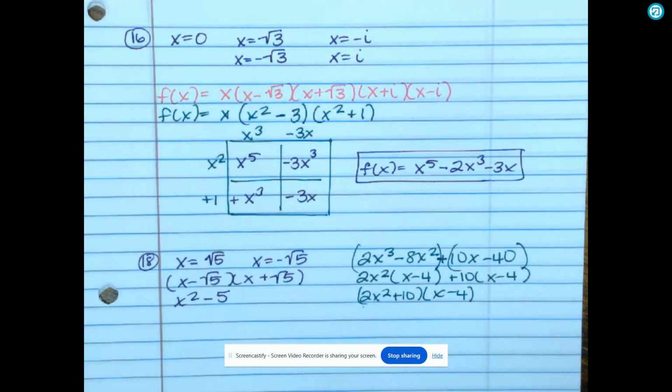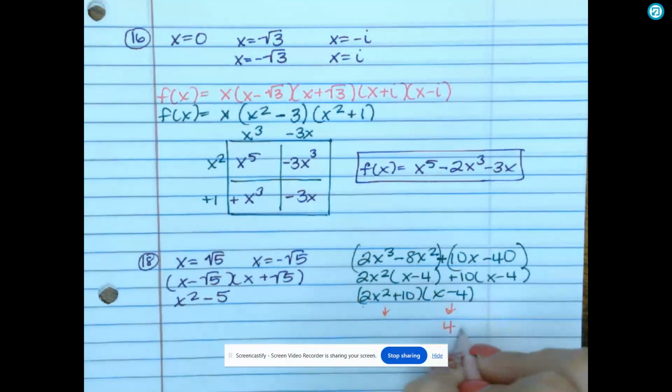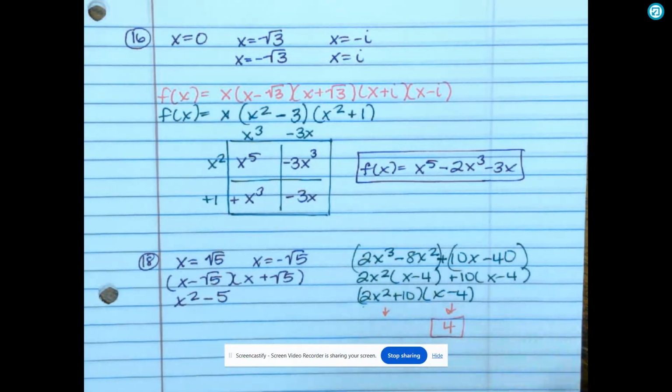So then we already have our square root of 5s, which is what this comes from. And this would just be 4. So our other 0 that we're missing is 4.